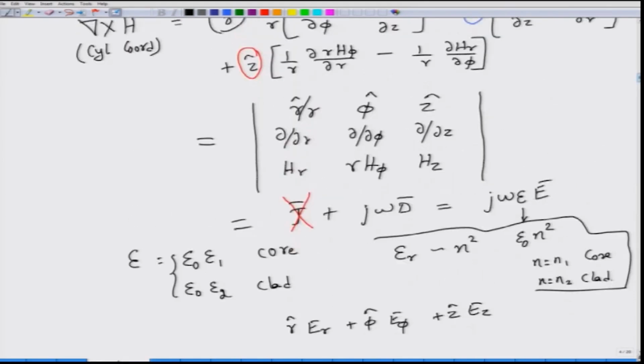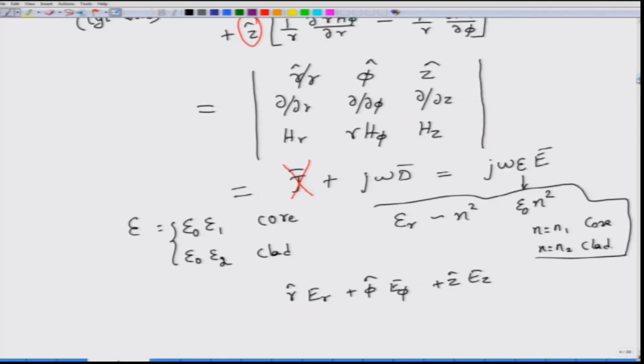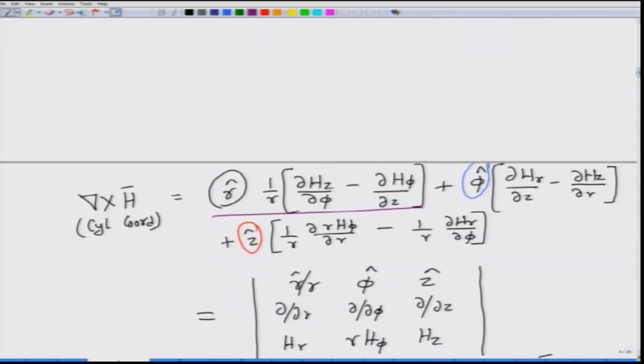Then you can equate the r component on the left hand side, which is this expression, to the r component on the right hand side, which is j omega. So if you multiply this whole thing by j omega epsilon, then j omega epsilon E r must be equal to this expression, the one that I am showing here.